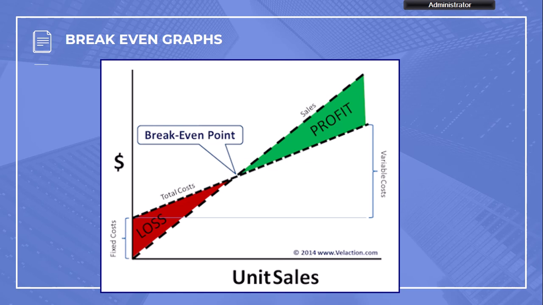Across the bottom of the graph where you've got unit sales going across, that will be a numerical value, so it could be 0 to 100, 150, 200. Wherever the break-even point is on that unit sales axis, that is how many unit sales you need to meet to actually break even. And anything above that shows you how much profit you would make.